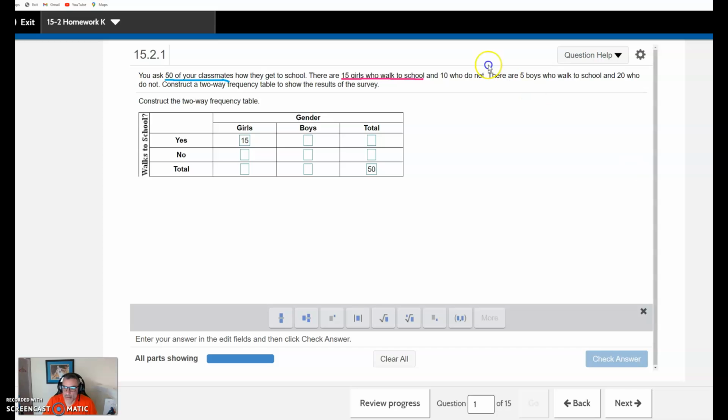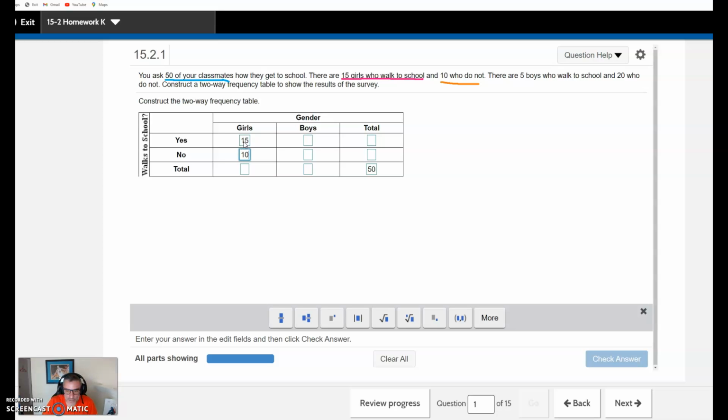10 who do not. So we're going to go to girls, and we're going to say walks to school, no. All right. And then we have a total here. So we need to add these two up. When you are filling out these tables, the tables get a lot messier than this one. Be very, very careful when you add. If you start making a little mistake, you're going to have to go back and figure out where you made the mistake. And it's a pain. Trust me, I know from experience.